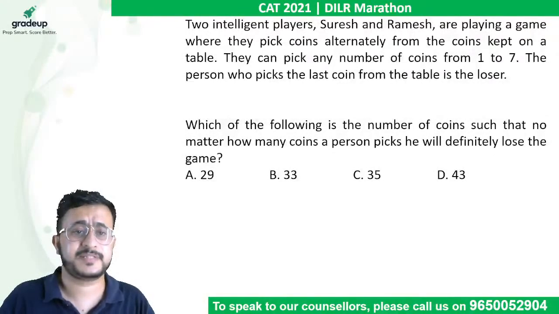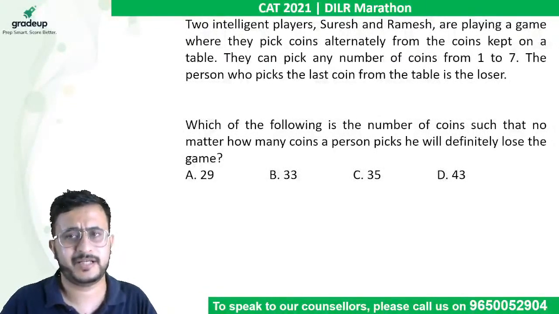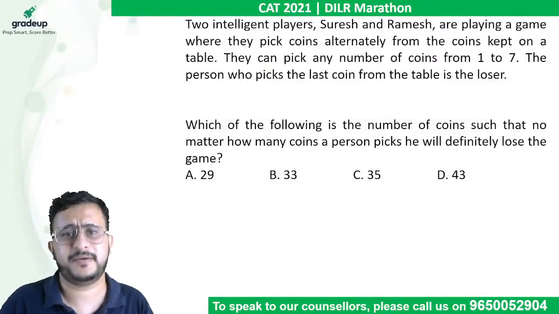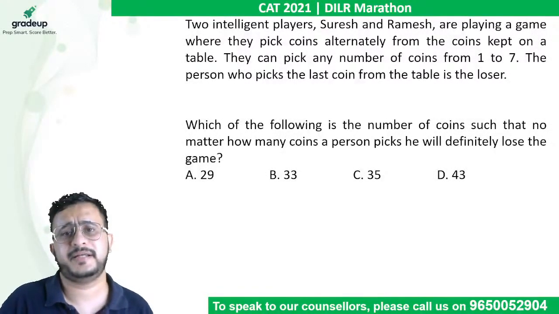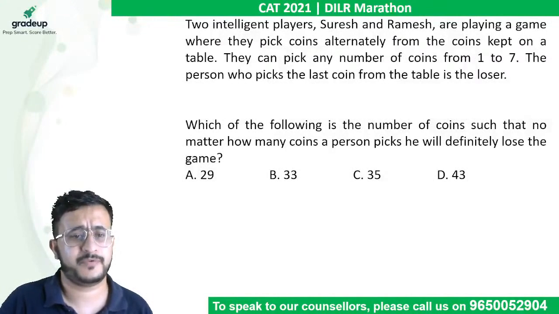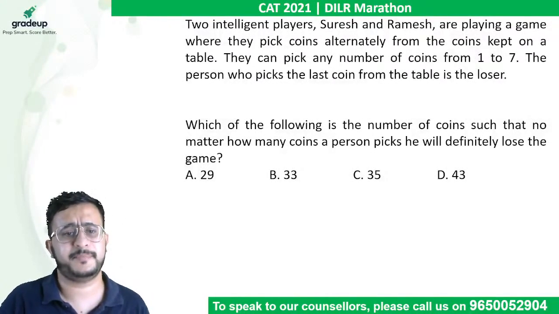Now in coin games, these people are intelligent, right? They understand that if I pick these many coins, I will lose or win. So they play accordingly, right? So they are playing a game where they pick coins alternately from the coins kept on the table, right? And they pick up any number of coins from 1 to 7. Okay? The person who picks the last coin from the table is the loser.